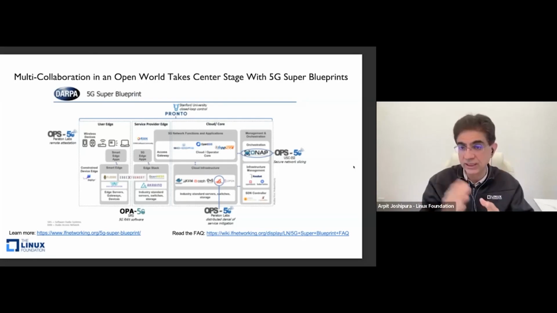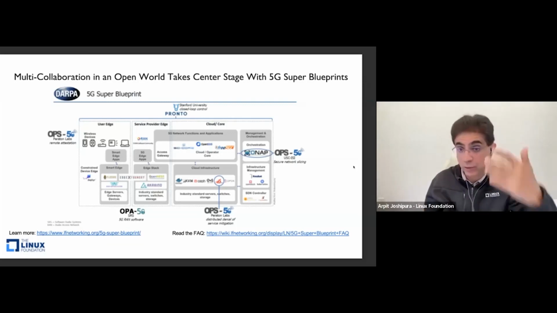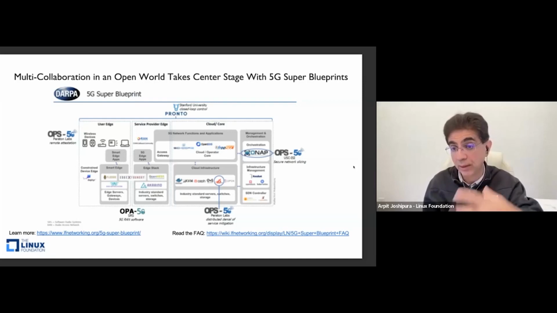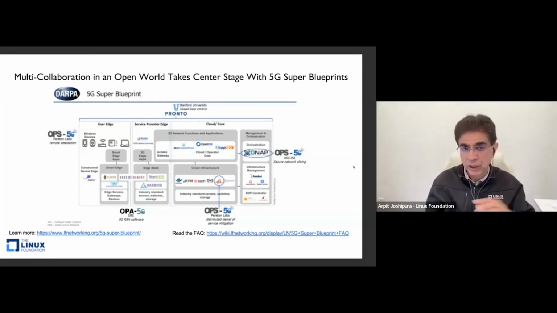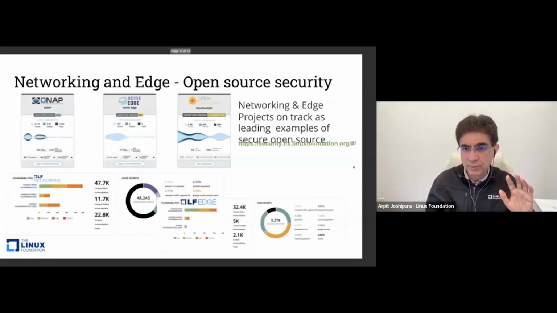So for example, USC is contributing secure network slicing back into ONAP, as an example, which Roy brought out. Like, how do you contribute back? You contribute back by putting your research back into the mainstream and not forking. So really good progress on the government side.